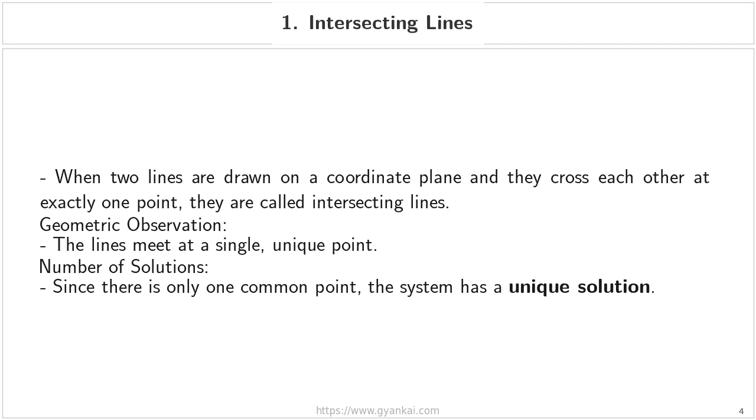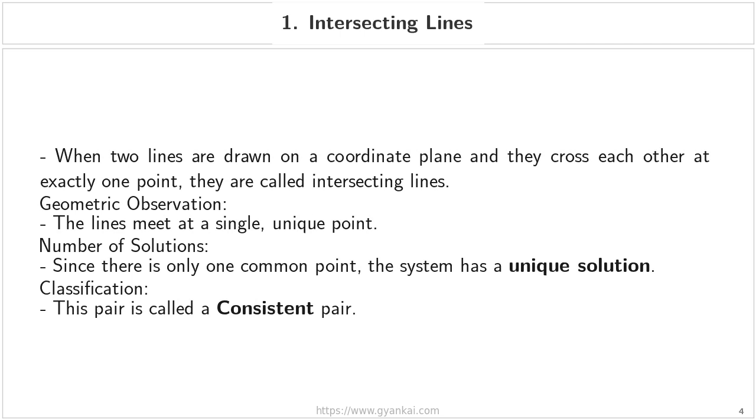Therefore, in terms of the number of solutions, since there is only one common point, we say the system has a unique solution. Finally, because a solution does exist, even if it's just one, we classify this pair of equations as a consistent pair. We'll see how this compares to the next case, where the lines never meet at all, in just a moment.